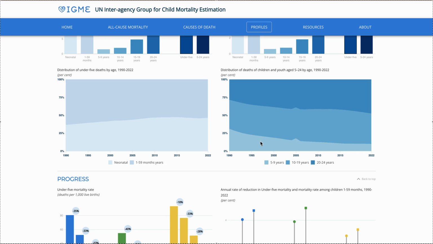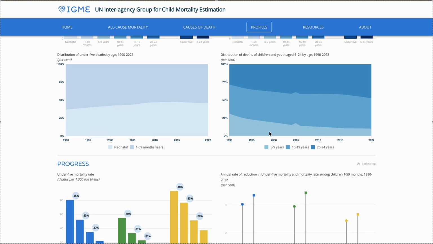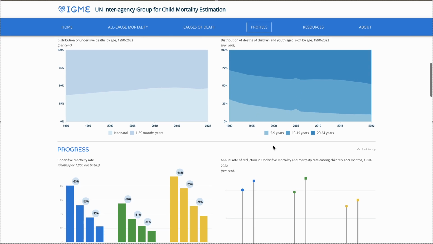Here you could see the rates of childhood death next to other age groups, and this seems interesting to me in that there are more deaths of 10 to 19-year-olds and 20 to 24 years than 5 to 9-year-olds. I wouldn't necessarily expect that. Oh, I'm sorry. So it's 5 to 9 and 10 to 19. It's not the neonatal time.